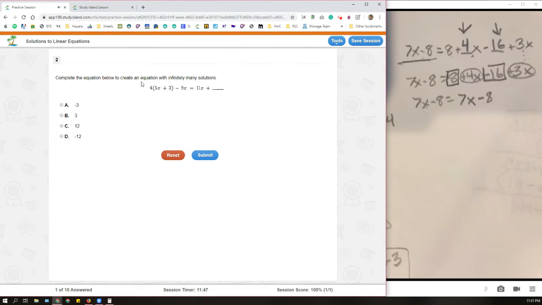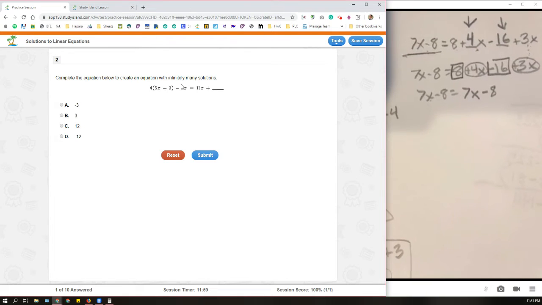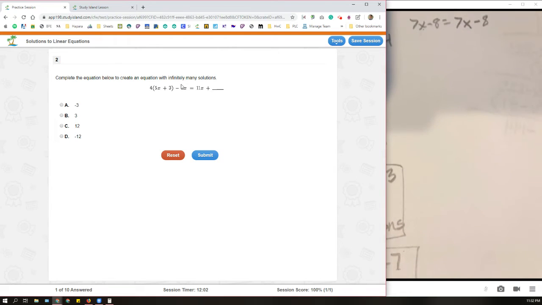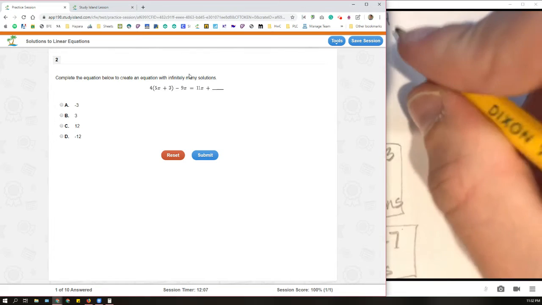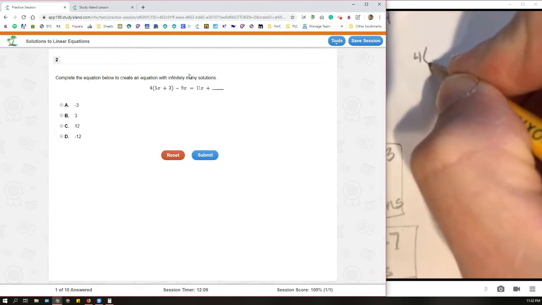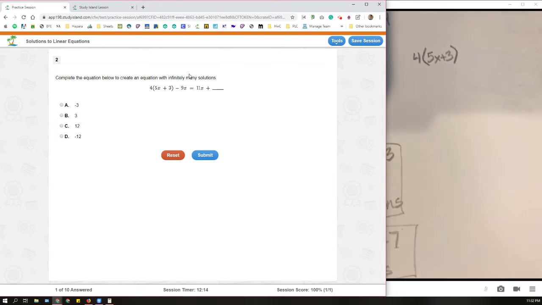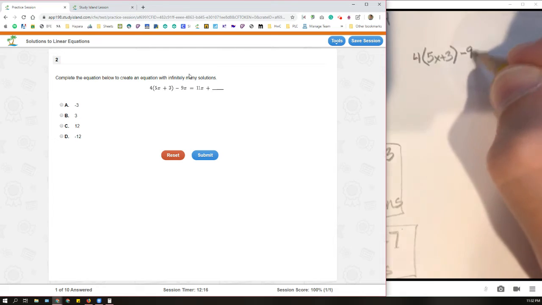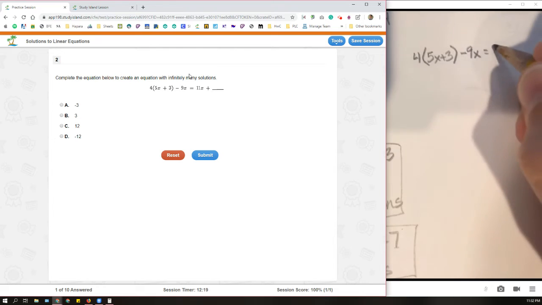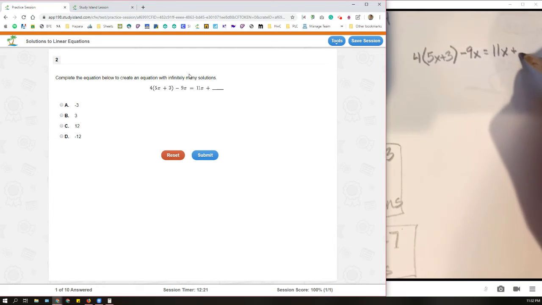Let's do another question. Complete the equation below to create an equation with infinitely many solutions. So this is just like the last one. We want both sides of the equation to be exactly the same so that there are infinitely many solutions. Because when both sides of the equation are exactly the same, you can plug in any number for x and they'll stay the same. So let's go ahead and do it. I've got 4 times 5x plus 3 in parentheses. So 4 times the sum of 5x and 3, minus 9x equals 11x plus something.